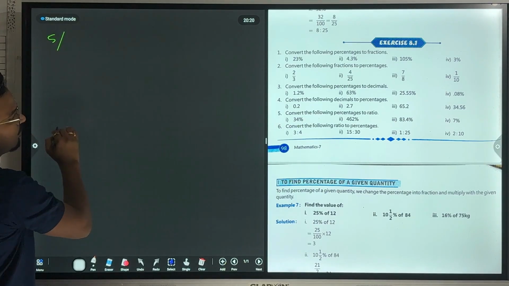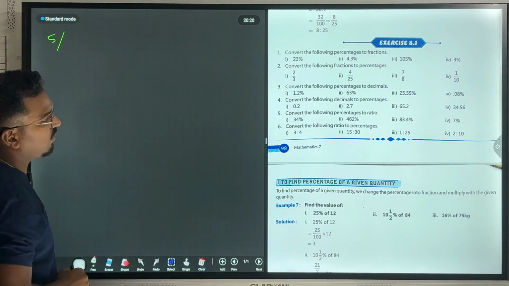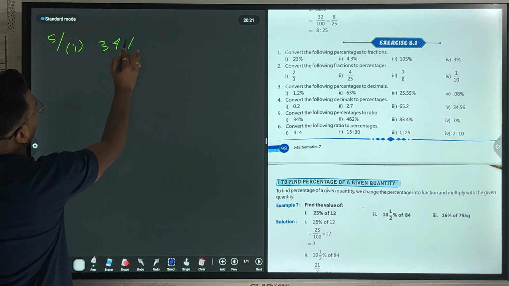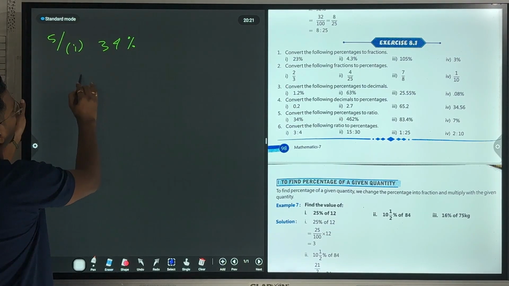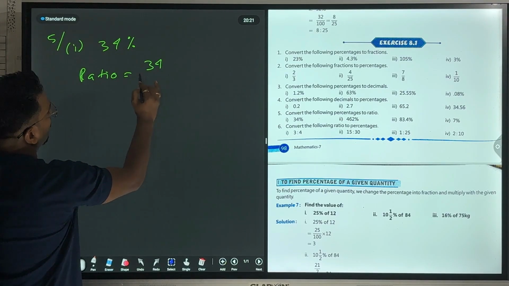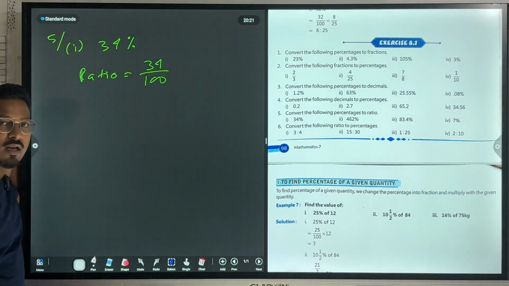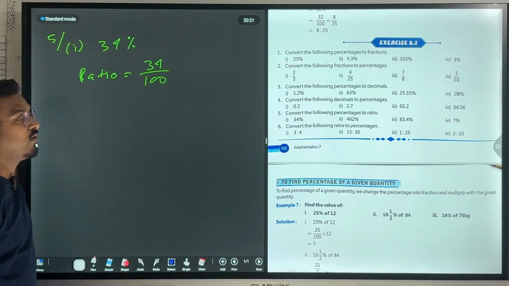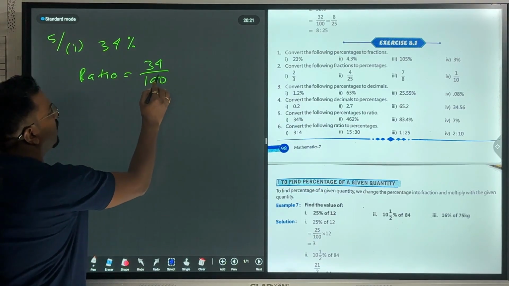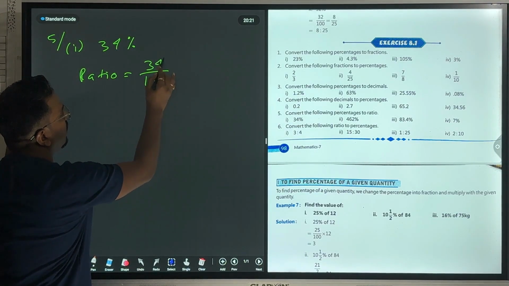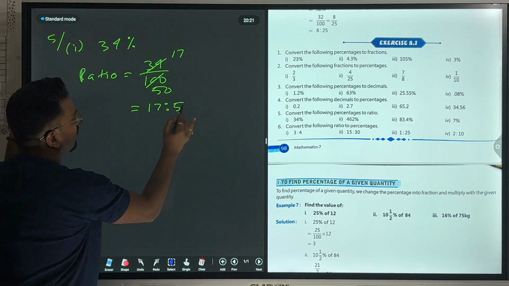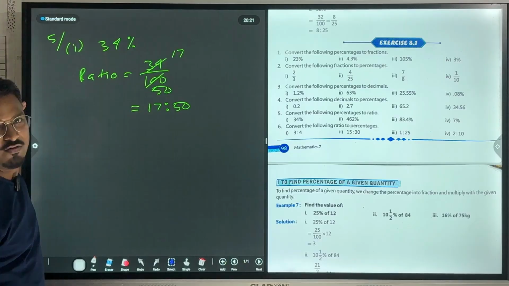Question number 5. Convert the following percentage to ratio. It is given 34%. So you have to convert into ratio. So what do you have to do here? Percentage means divide by 100. Now we will see whether we can cancel it or not. Yes, we can cancel it by 2. If you cancel by 2, it will become 50 and this will become 17. So what will be the ratio? 17 is to 50. This will be our ratio.